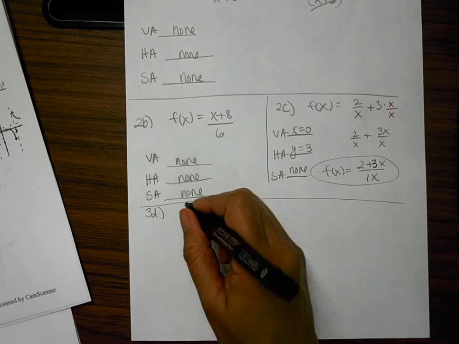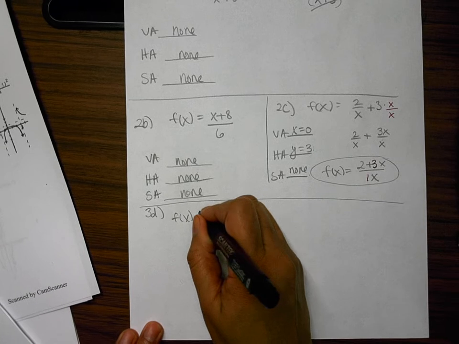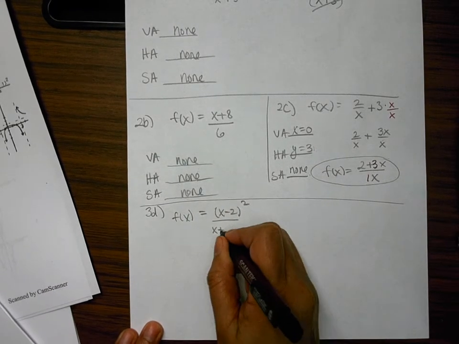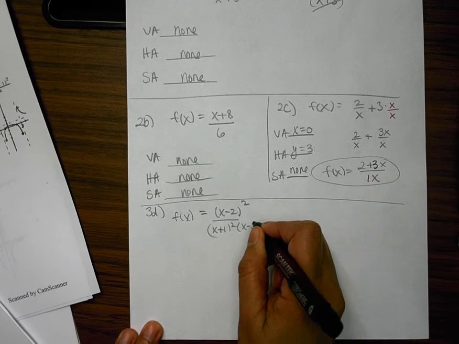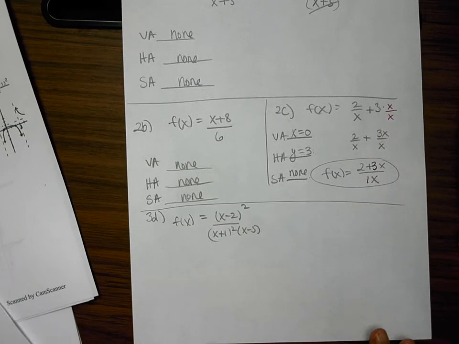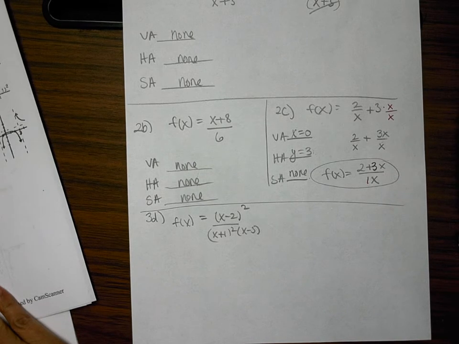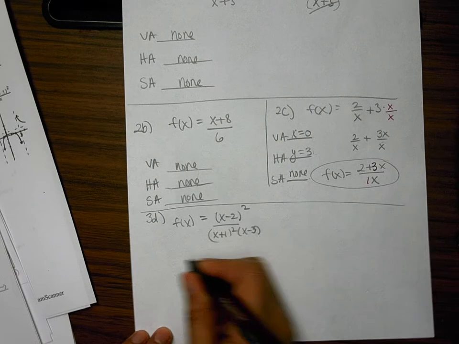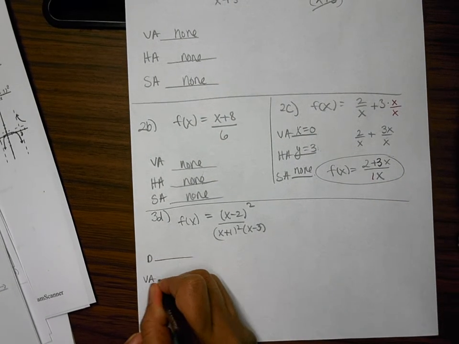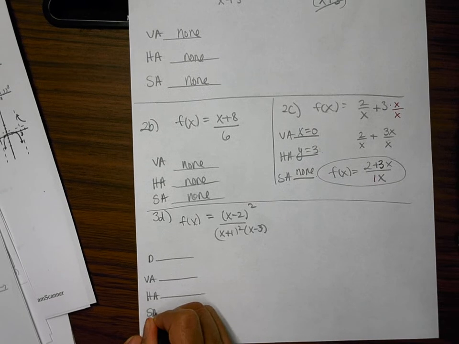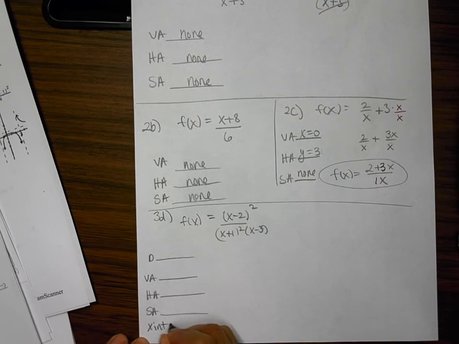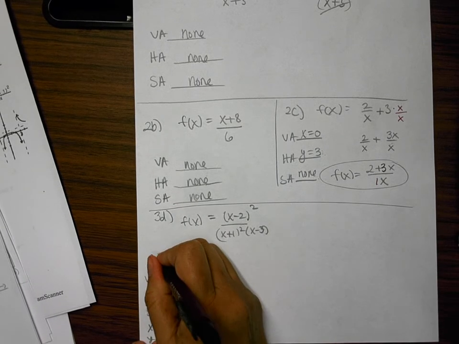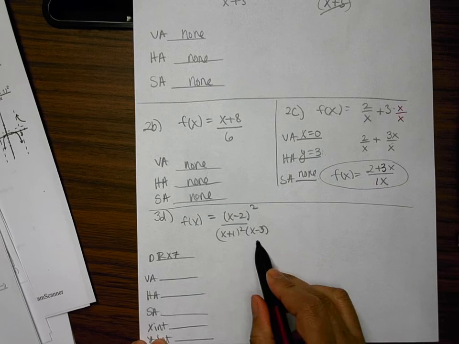Okay, f of x equals the quantity of x minus 2 squared over x plus 1 squared times x minus 3. And we are doing the same thing that we've been doing in class. I'm just making sure I wrote it down correctly. Okay, domain, VA, HA, SA, x-intercept, y-intercept. Okay, domain: all real numbers such that x cannot equal -1 and +3.